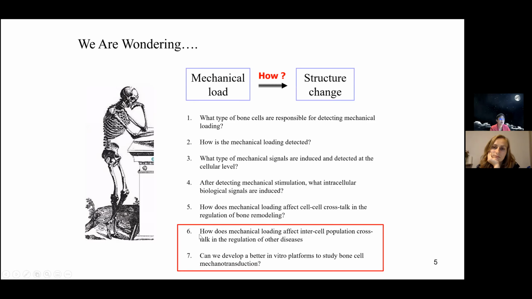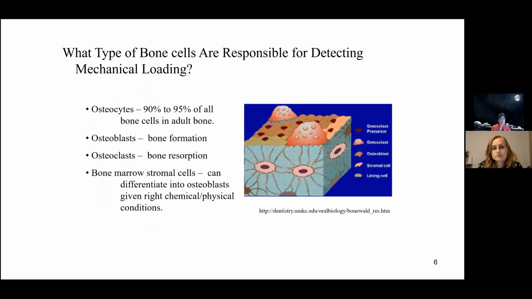We ask, how does mechanical loading affect intercell population crosstalk in the regulation of other diseases such as diabetes, such as bone cancer metastasis? And also, we're trying to see whether we can develop a better in vitro platform to study bone cell mechanotransduction. So let's first look at what cells are living in the bone.